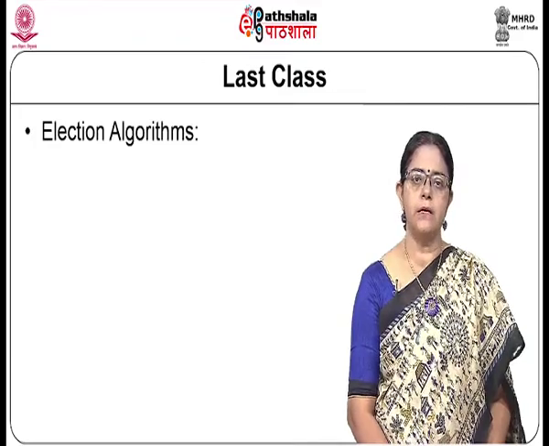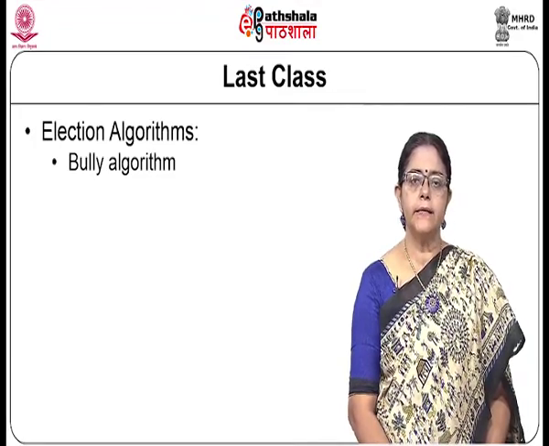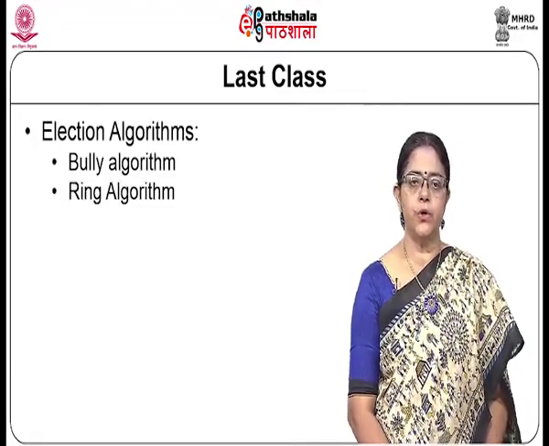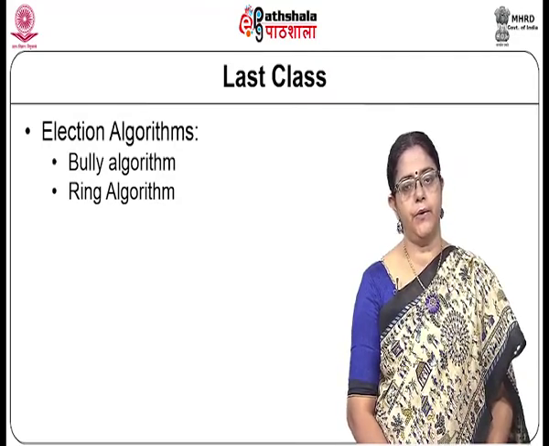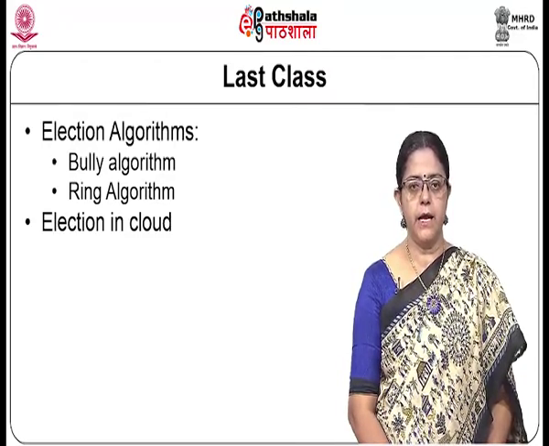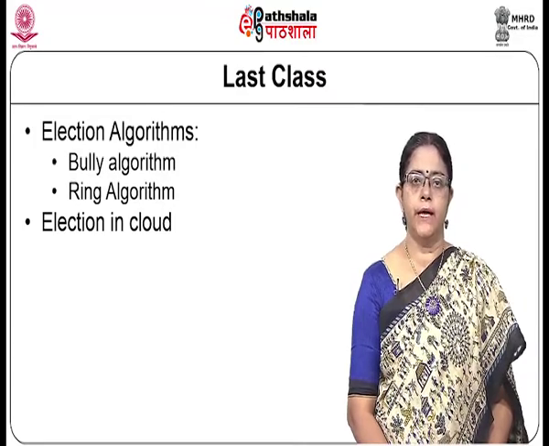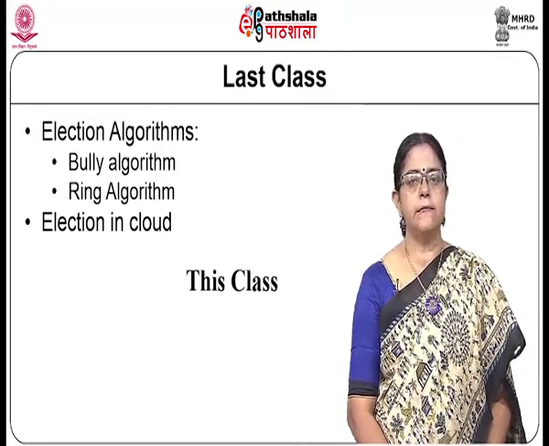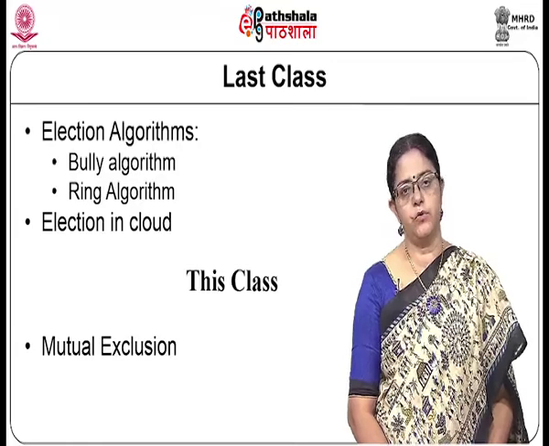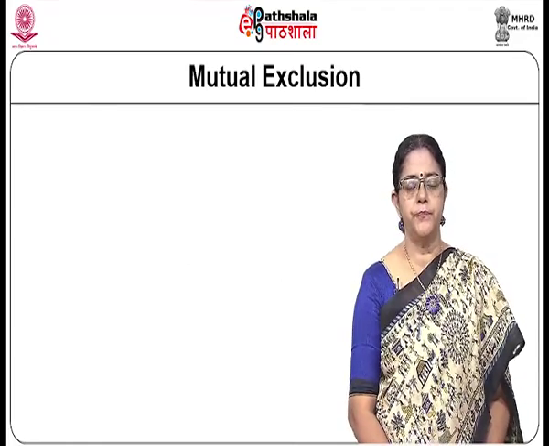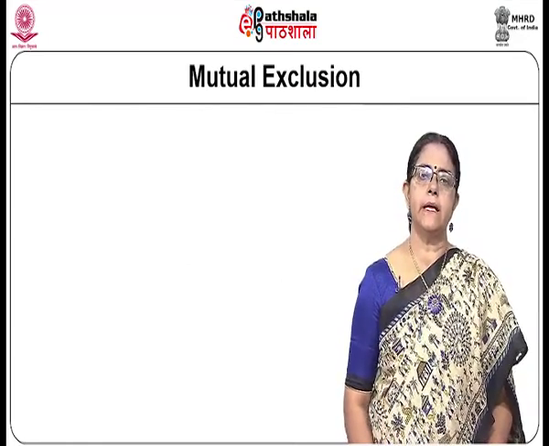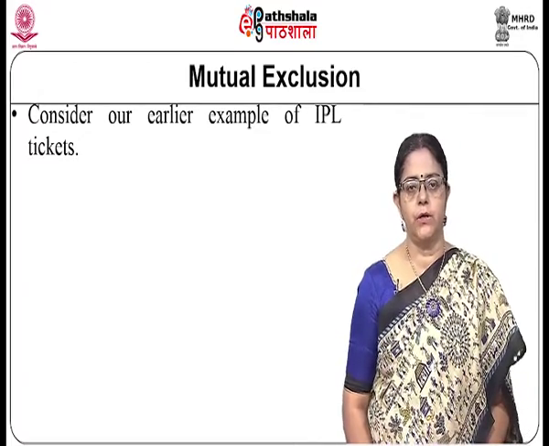So, last class we looked at the election algorithms. We saw two algorithms, one the bully algorithm and the other the ring algorithm, and we looked at election in cloud. This class we will look at mutual exclusion in distributed systems and cloud. So, what is mutual exclusion?